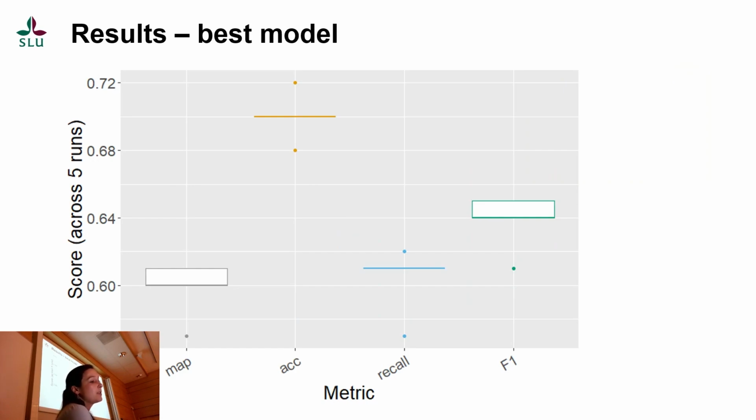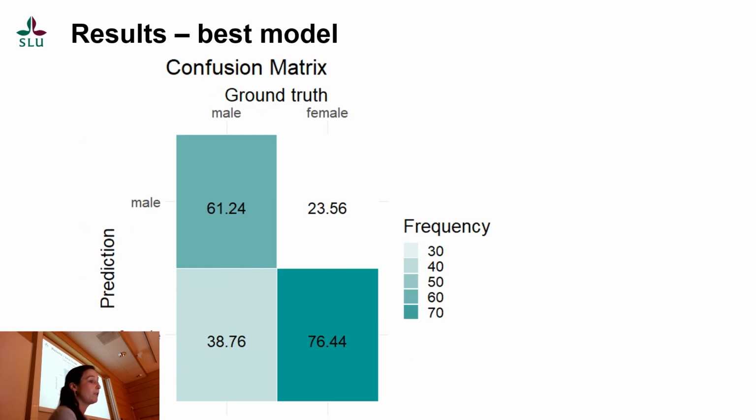So this is the result across different runs. We have here 5 runs that I did for this model, and we see that the model seems to be quite robust in accuracy, somewhere around 0.7. Then to show you the confusion matrix of the best model, we see here that 76% of the females were predicted correctly and only 61% of the males. So it seems that the model has more difficulties predicting the males correctly than the females.